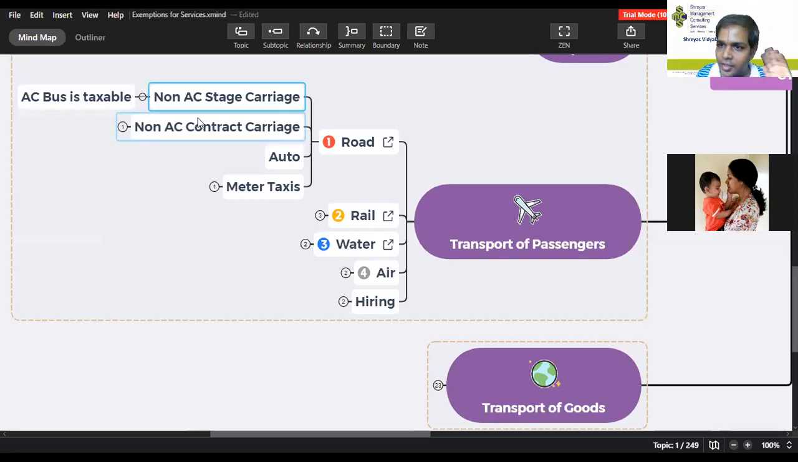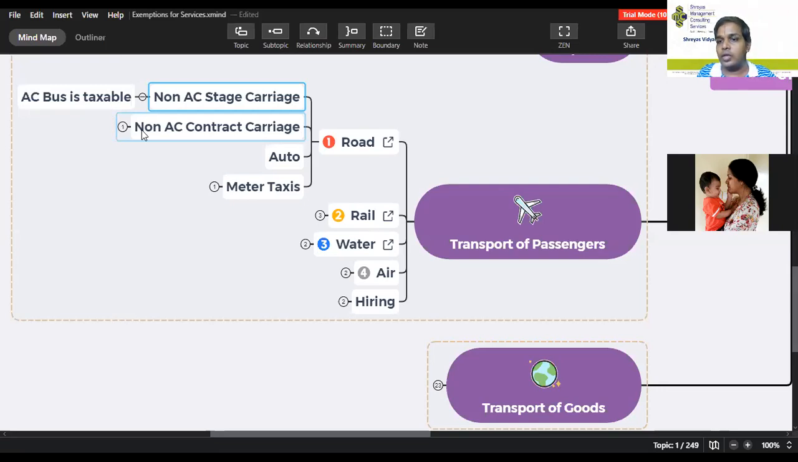And what about point-to-point bus? As I told you, Chennai to Bangalore, etc. Don't take Chennai to Bangalore as a point. Wherever buses where you take a predefined ticket, that's called non-AC contract carriage. So in that again, non-AC. If you are going from Chennai to Bangalore with a reservation, if it's a non-AC bus, GST won't be there. You can check next time when you are going in the bus, you are seeing a ticket.